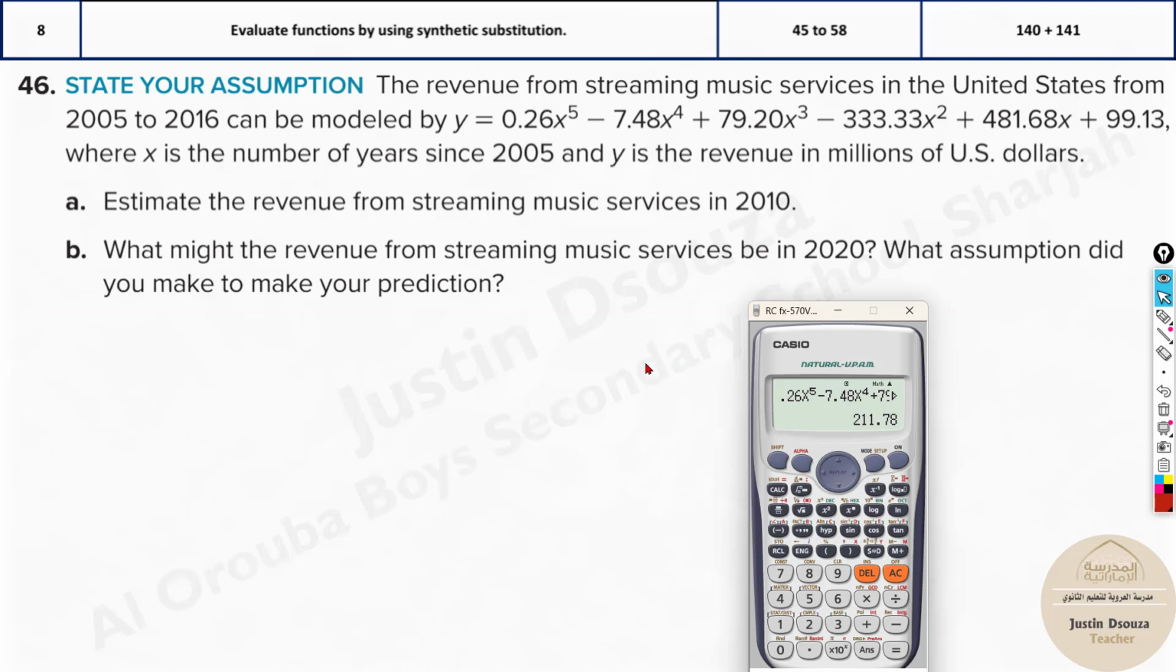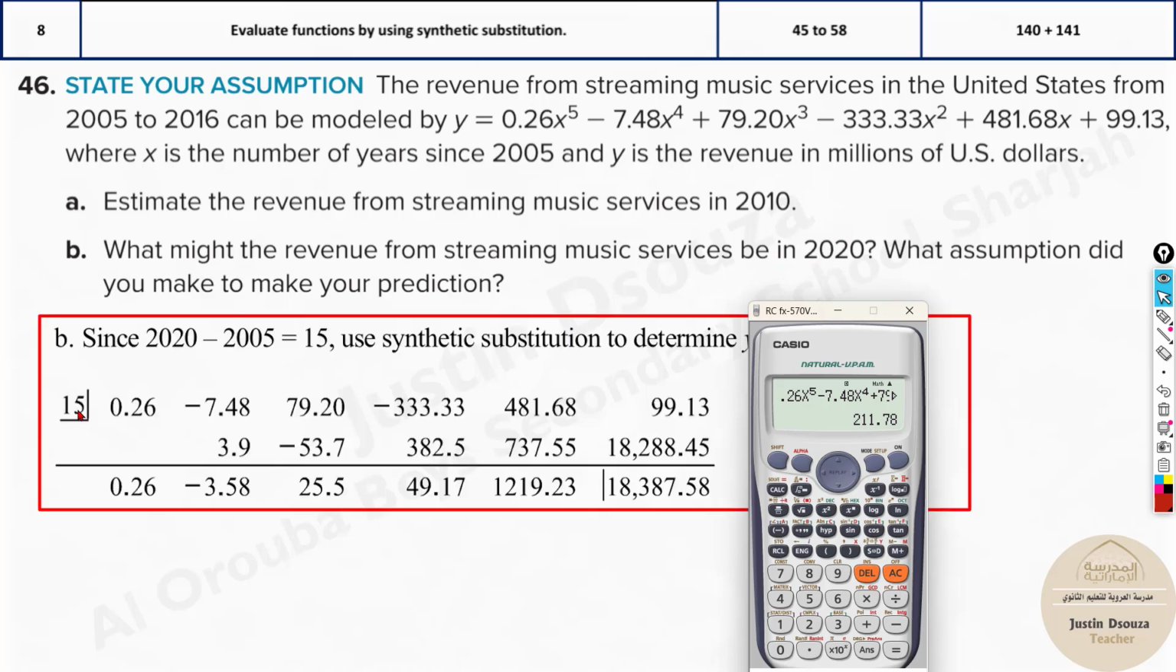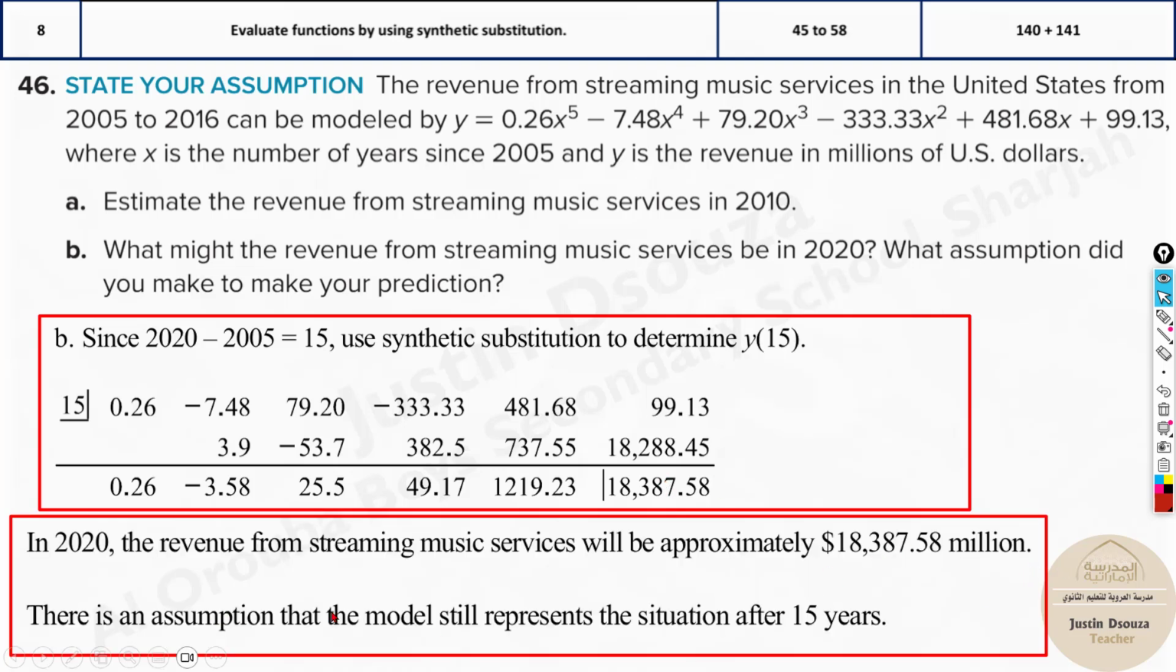That's the answer. Now for the next one, what will it be in 2020? So all you need to do is change it to what year? 15. Why? Because from 2005 to 2020 it is 15. So same equation, don't change the equation, don't press on or AC, just press calc and change from 5 to 15. What is the answer? 18,387.58, but this is all in millions, so 18,387 million. So that is the answer.